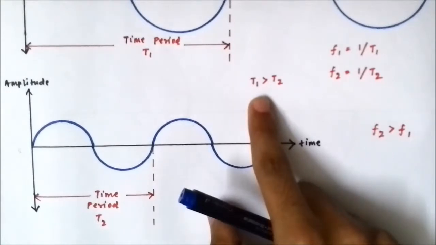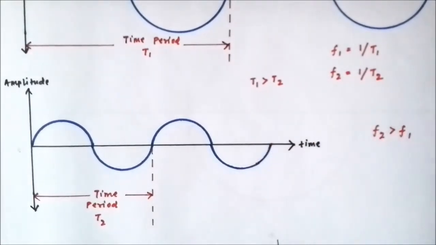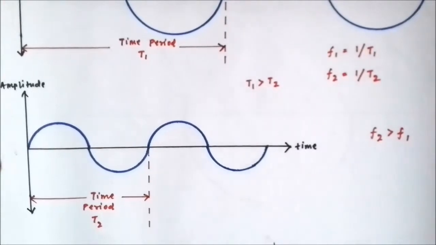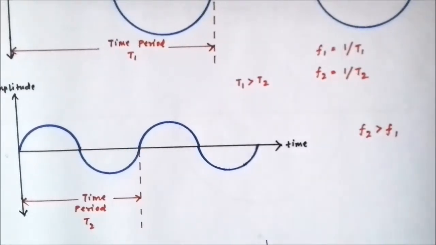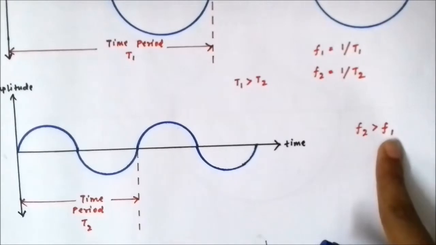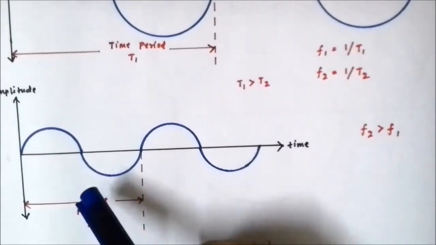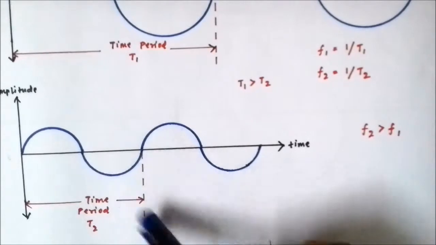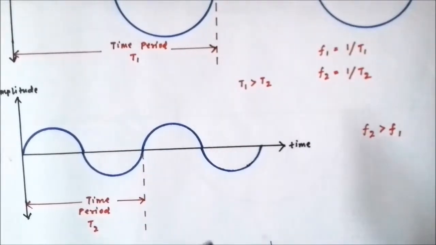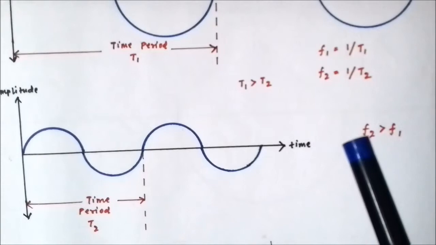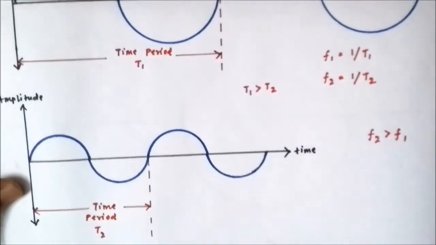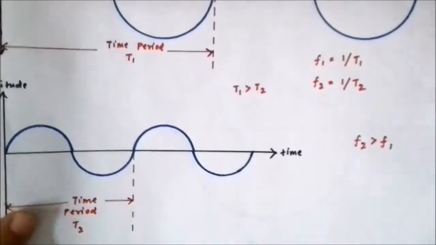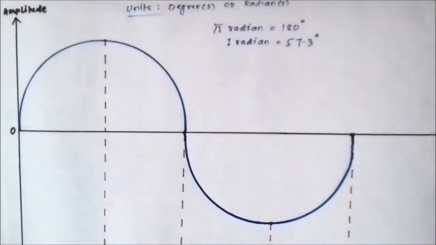As we know, frequency is inversely proportional to time period, so the frequency of the first waveform will be lesser than the frequency of the second waveform. It means that in the second waveform more patterns will pass through a particular point in 1 second as compared to the first waveform. So this is the relationship between time period and frequency.